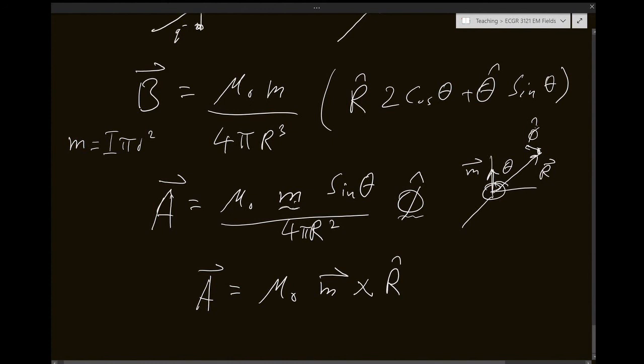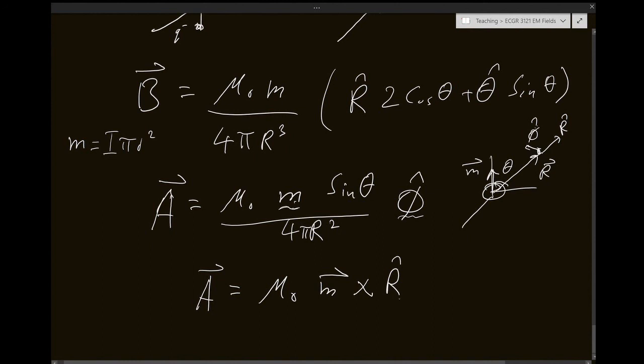So what is the vector that's perpendicular to both m and r, or r hat? R hat is this one here. It's in the same direction as r. So what is the vector that's perpendicular to both m and r hat? That's phi hat. It's perpendicular to both, right? And what is m cross r hat? It's going to be sine theta, the angle between m and r, times the magnitude of phi hat, which is 1, right? Times the magnitude of m.